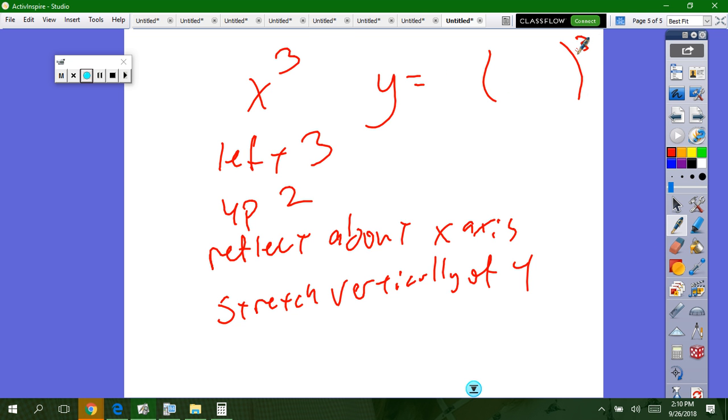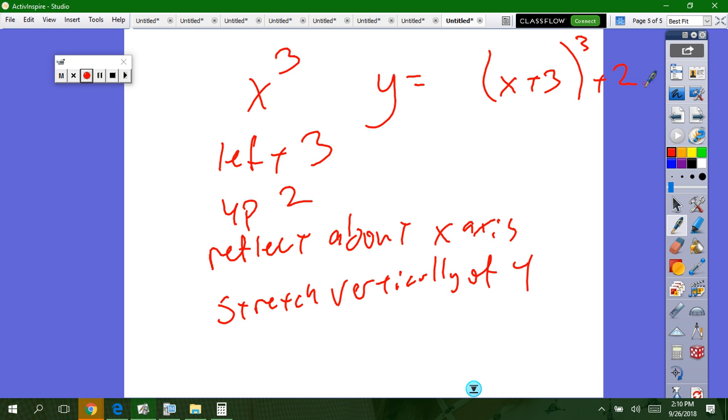Something cubed. I don't know if there's stuff in there or not, but I know that. Correct? Is everybody there with me? Okay, so let's start here. Left 3. Is that inside or outside? Inside. So left 3 would be what? X plus 3. Would you guys agree? How about the up 2? Where's he at? Outside, up 2.